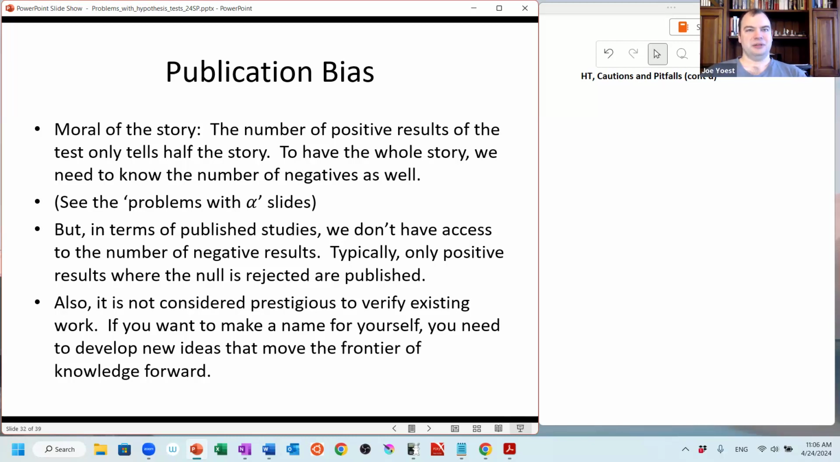But is it really prestigious to do that? Are you going to get your full professorship by studying something that's already been studied? Probably not. Are you going to get on the cover of Science by studying something that's already been studied, or by being the one who's breaking brand new ground? It's the latter. So this publication bias can be an issue.